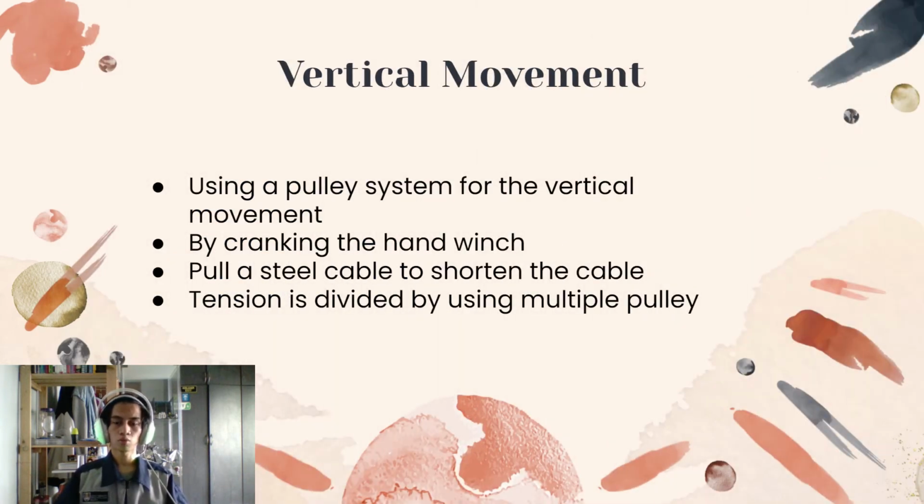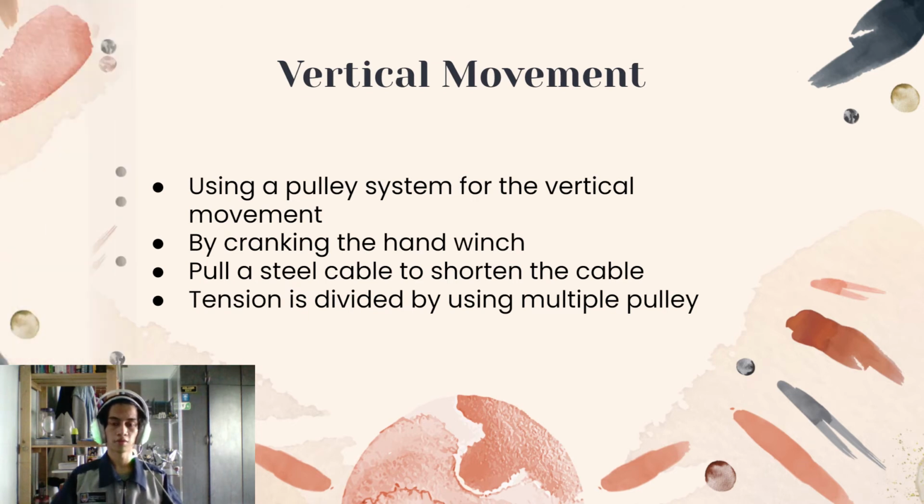The vertical movement system uses a pulley system where the user will crank up the hand winch that will wind up the steel cable that passes along through multiple pulleys. Multiple pulleys are used to distribute the tension and load on the steel cable, as the steel cable will hold the load of the lower fork, upper fork, and the load on the forks.